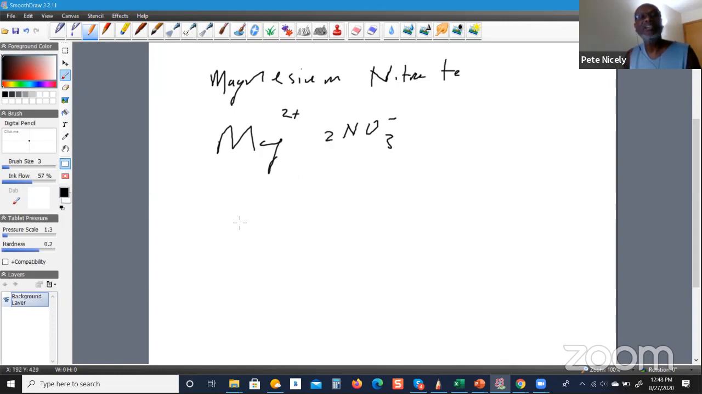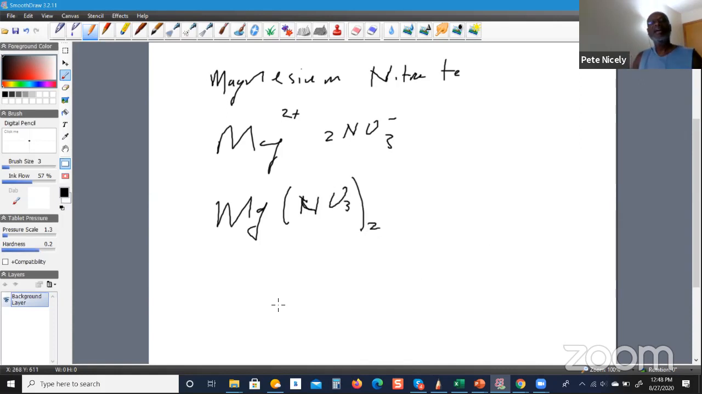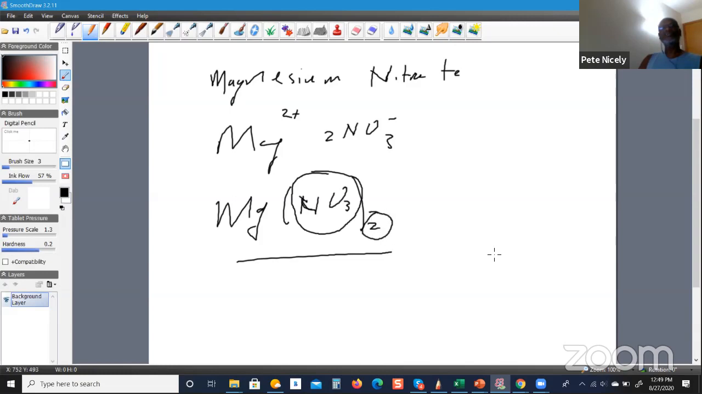Now, here is how we deal with polyatomic ions when writing down the formulas. Mg, then open parentheses, then NO3, close parentheses, 2. And that would be the formula for magnesium nitrate. The key thing here is that if you have more than one polyatomic ion, you indicate that by putting the formula within parentheses and then putting that number, in this case 2, outside the parentheses. So that's basically how we deal with polyatomic ions.